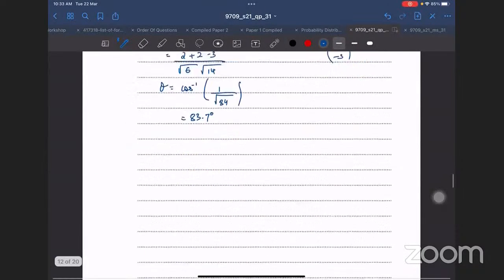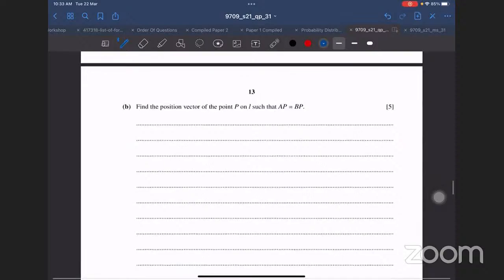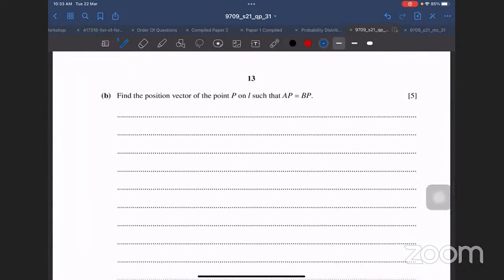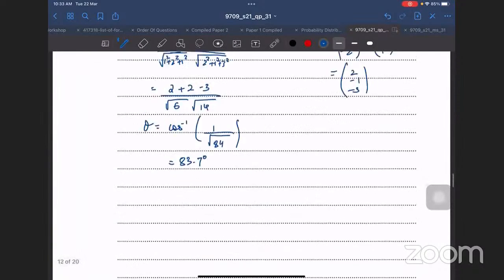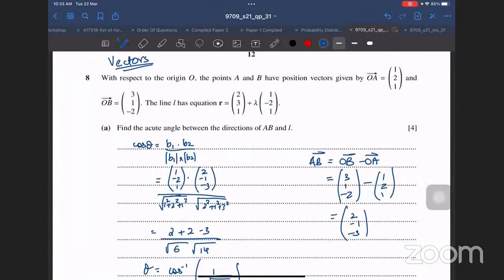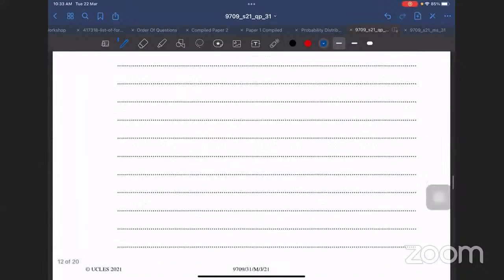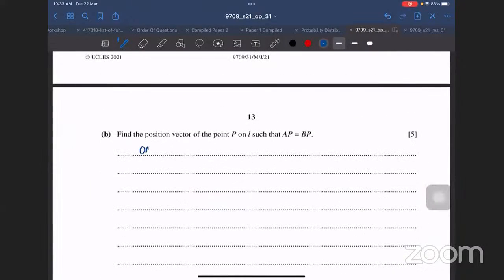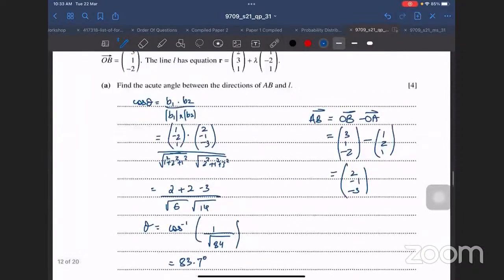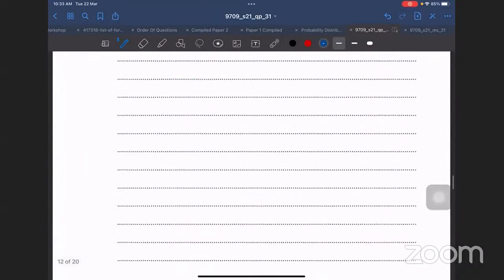So an easy form of question. Just find the position vector of the point P on L such that AP equals BP. Okay, so let me write the coordinates first. OA is (1, 1, 1). OB is (3, 1, -2).